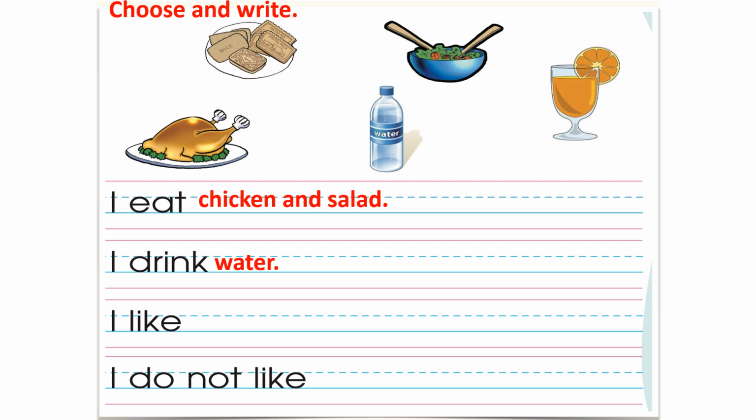I drink water. So I drink water every day. I like drinking orange juice. I do not like eating biscuits. So I eat chicken and salad. I drink water. I like drinking orange juice. I do not like eating biscuits.